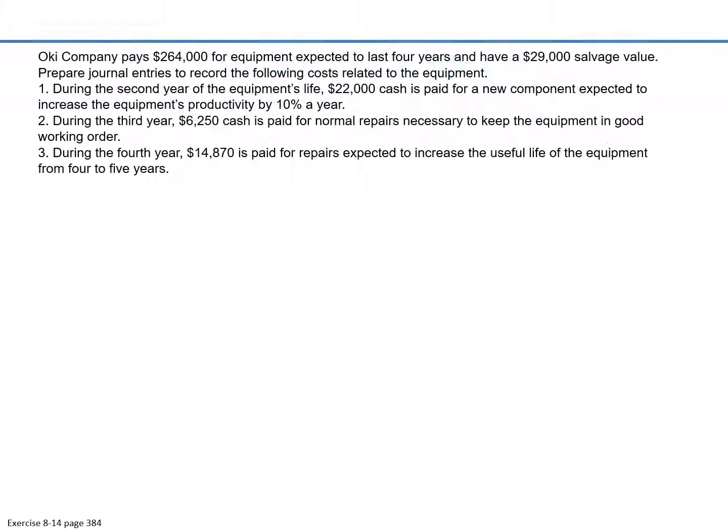All right, exercise 8-14. Oki Company pays $264,000 for equipment expected to last 4 years, salvage value of $29,000. Prepare the journal entries for the following costs. Okay, so let's look at them individually on the next slide.